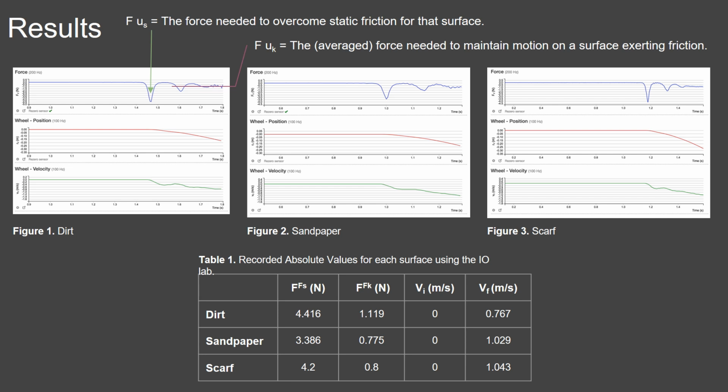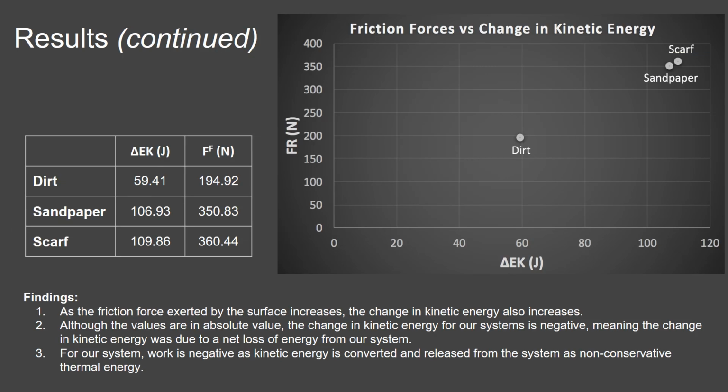These were the recorded graphs and values that the IOLab tracked over each surface. The first figure is for dirt, the second for sandpaper, and the third for scarf. And these are their respective forces required to overcome static friction and to maintain motion over kinetic friction, with their final and initial velocities.